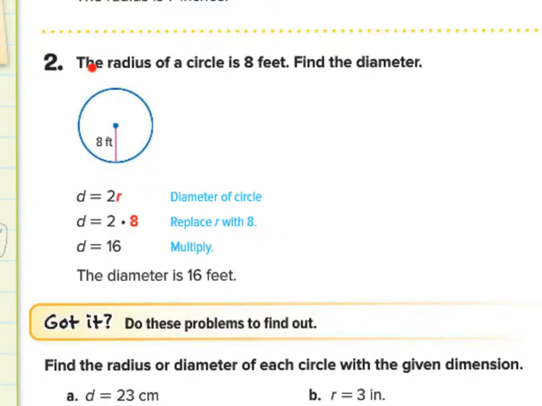Example 2. The radius, now we're being given the radius, of a circle is 8. Find the diameter. So remember, the diameter is double the distance of the radius. So we have a radius here, 8 feet. So our formula would be diameter is 2 times the radius. So we replace the variable. Diameter is 2 times 8. Diameter is 16. The diameter is 16 feet.